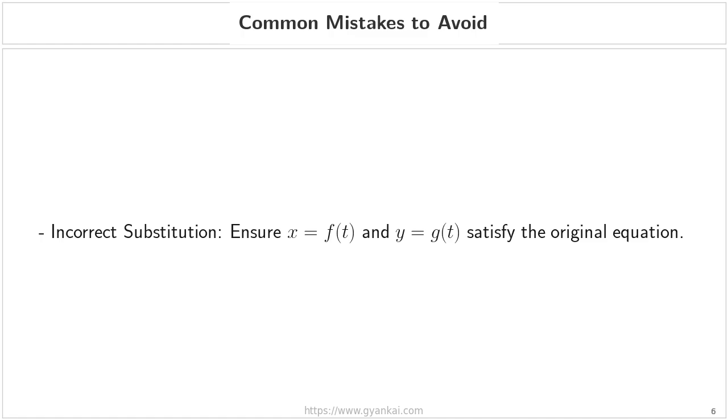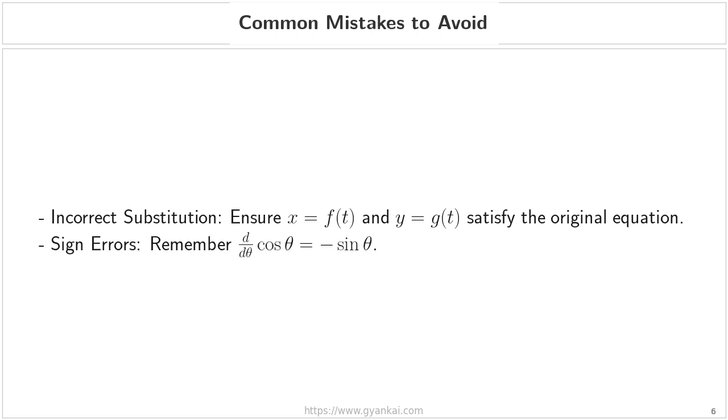First, be mindful of incorrect substitutions. When you define x as a function of t and y as a function of t, you must ensure that these expressions actually satisfy the original implicit equation. If your chosen substitutions do not plug back into the original equation to create a true statement, your entire derivation will be flawed from the start. Second, watch out for sign errors. This is a very frequent mistake in calculus. Specifically, always remember that the derivative of cosine theta with respect to theta is negative sine theta. Forgetting that negative sign is a simple error, but it will lead to an incorrect final answer.